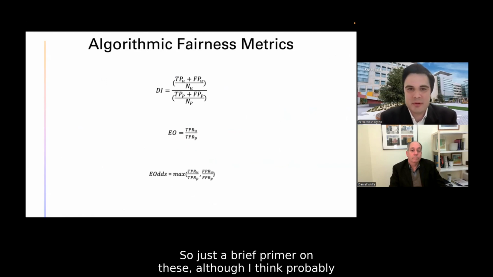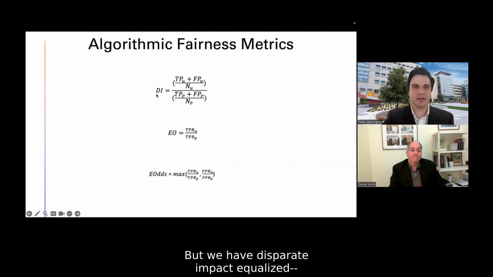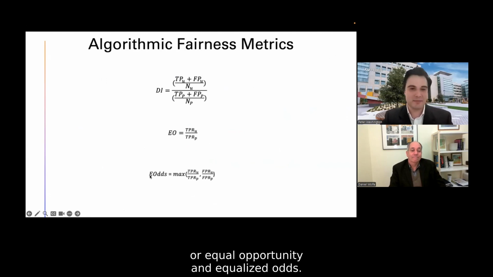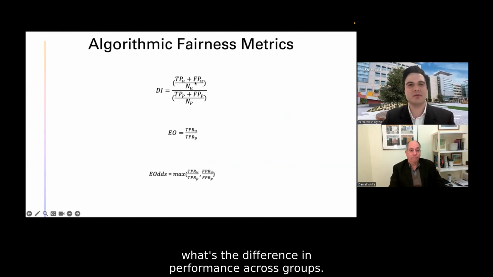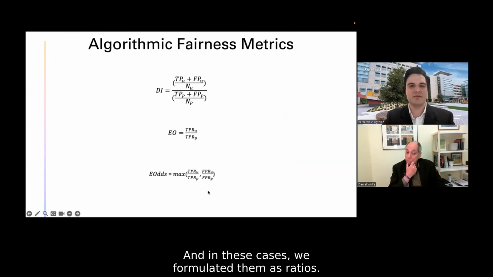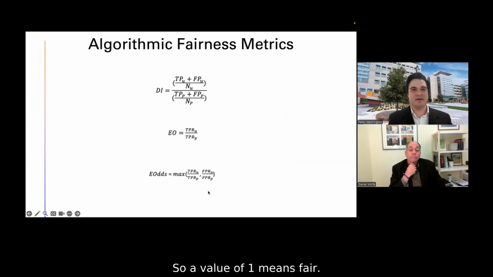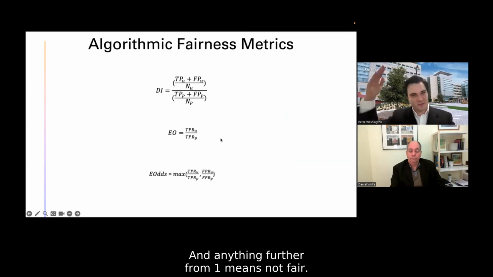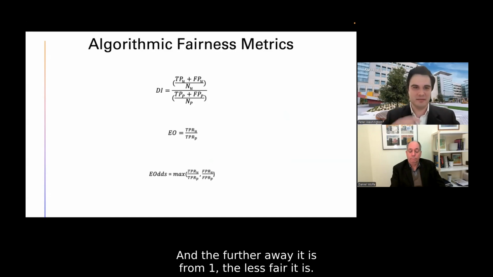Just a brief primer on these, although I think probably CPH people know this, but we have disparate impact, equal opportunity, and equalized odds. These are all metrics that quantify basically what's the difference in performance across groups. And in these cases, we formulated them as ratios. So a value of 1 means fair, and anything further from 1 means not fair. And the further away it is from 1, the less fair it is.